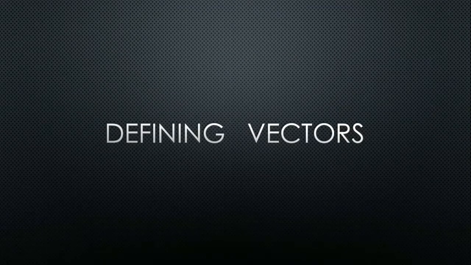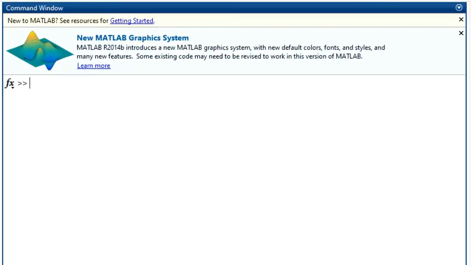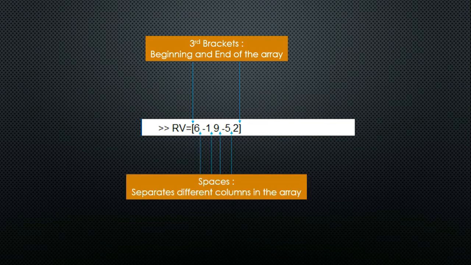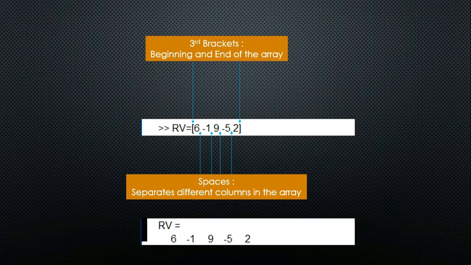Defining vectors. Vectors are defined the same way variables are. For a row vector, we type rv = [6 -1 9 -5 2], enter. Square brackets denote the starting and ending of the array. Each space in between denotes a separate column of element in the array. Like we learned previously, putting a semicolon at the end of the statement will stop MATLAB from displaying an output.